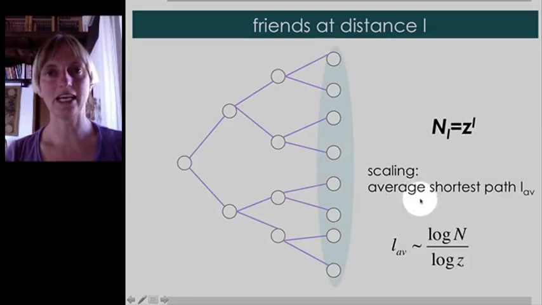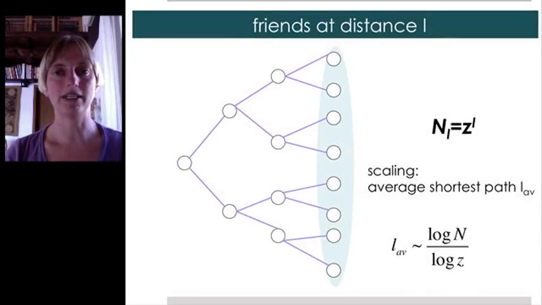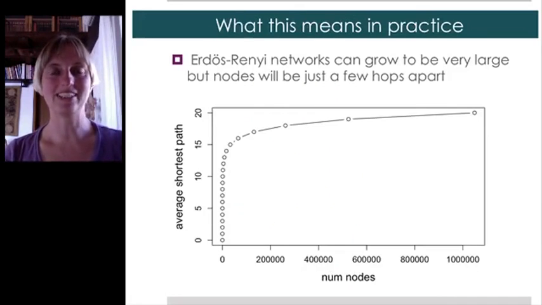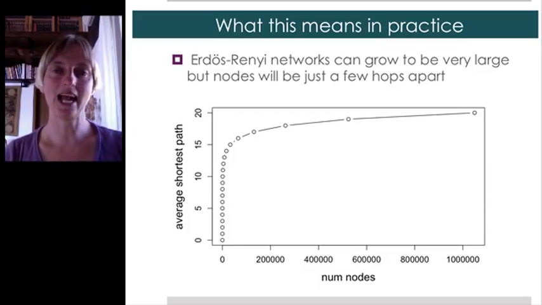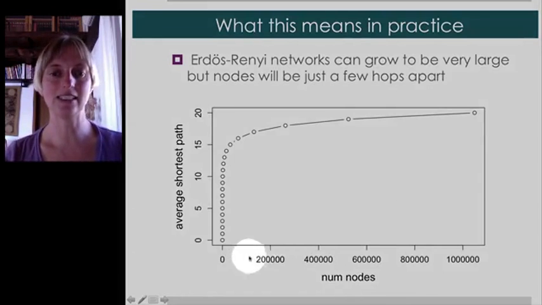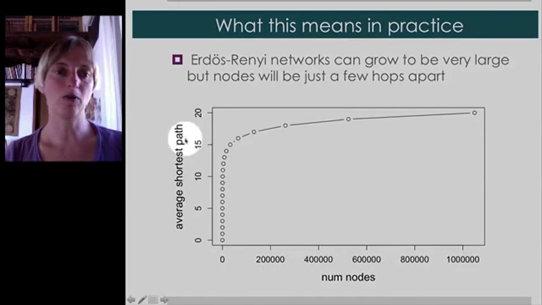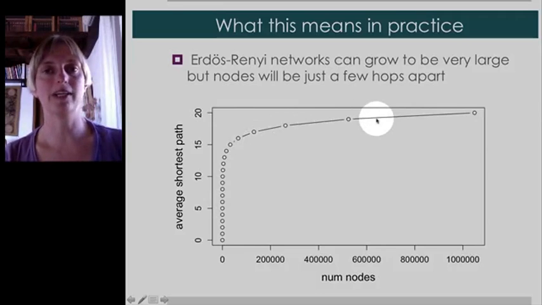And this makes the scaling of the average shortest path equal to log n over log z. And again, this isn't an exact quantity, but a scaling and approximation. So there's something very cool about this, which is that the graph can grow very, very large, meaning that it has lots and lots of nodes, and yet any 2 nodes are going to be connected through a short number of hops. So here on the x-axis, I've plotted the number of nodes, and on the y-axis we have the average shortest path, and you can see that even as the network gets very large, you get the shortest path growing slowly. It's growing only logarithmically.